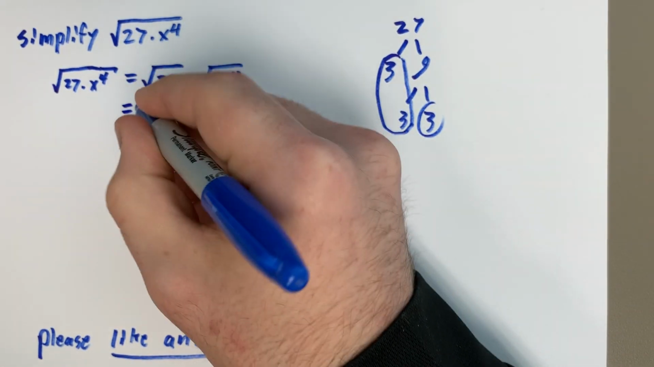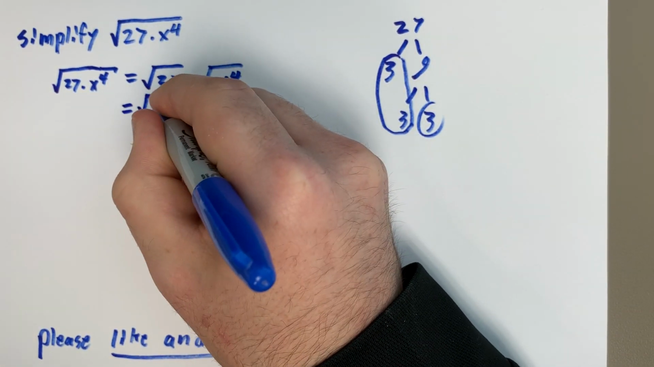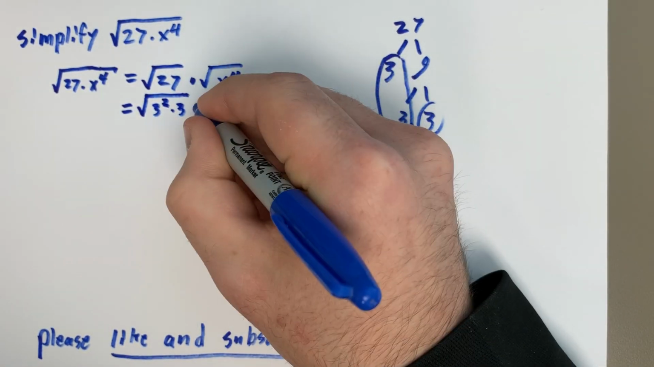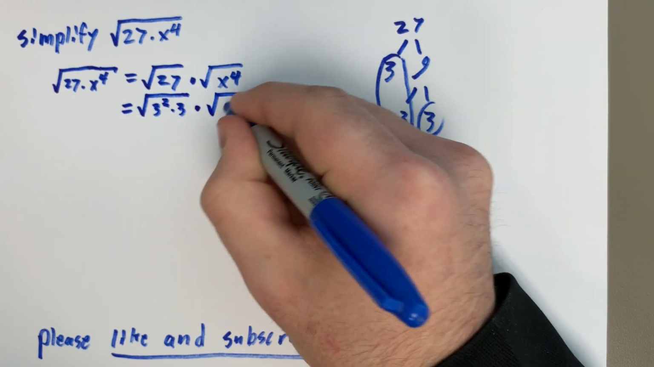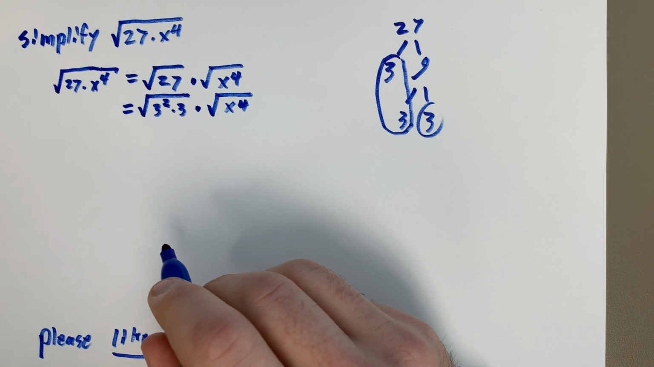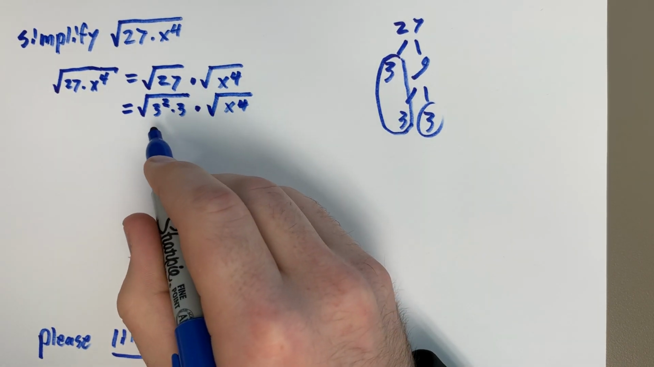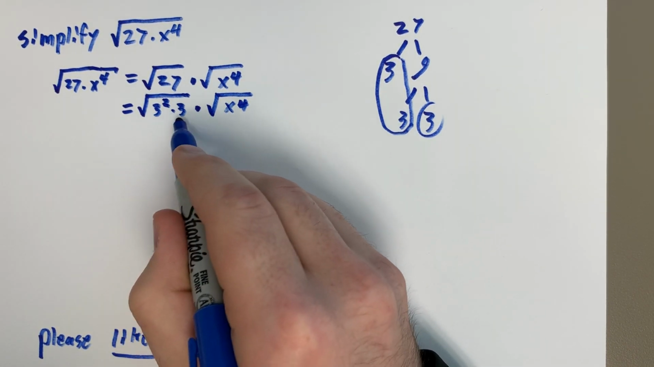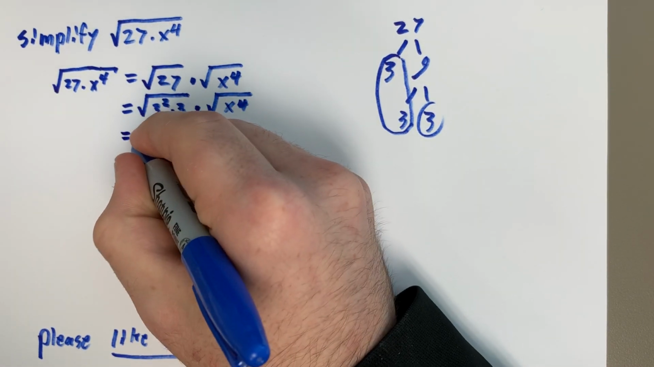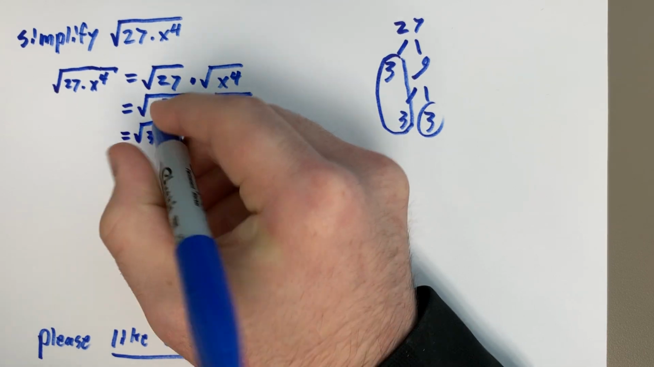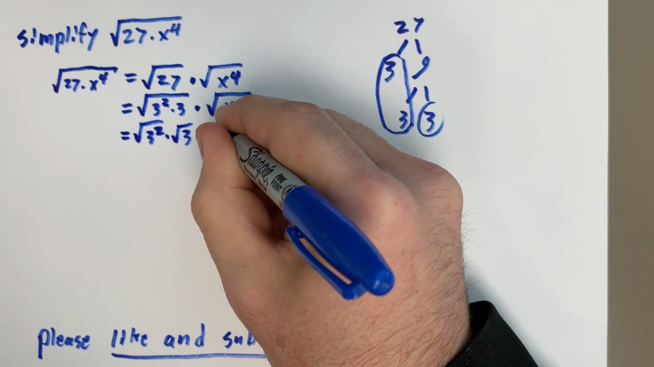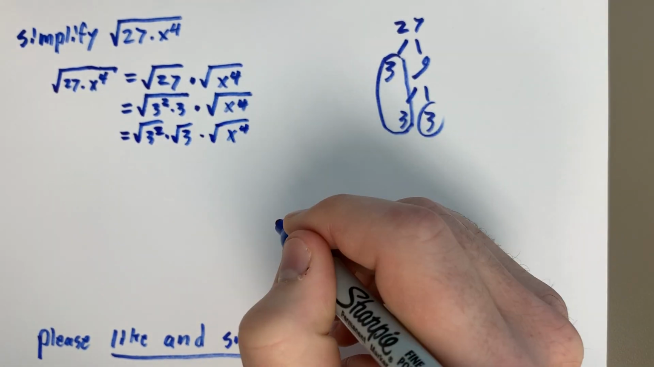So rewriting that first radical, we have 3 squared times 3. And then we're going to carry along the thing that we weren't exactly dealing with immediately, just so we can keep this equality true. Then we can use the product rule again because we have these two things being multiplied. So what does that buy us? That gives us square root of 3 squared times square root of 3 times square root of x to the fourth.